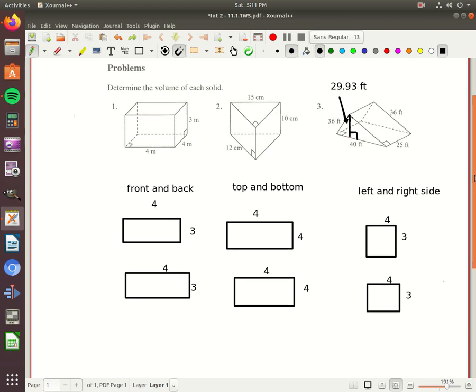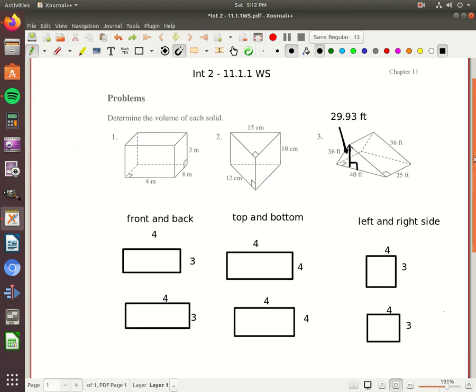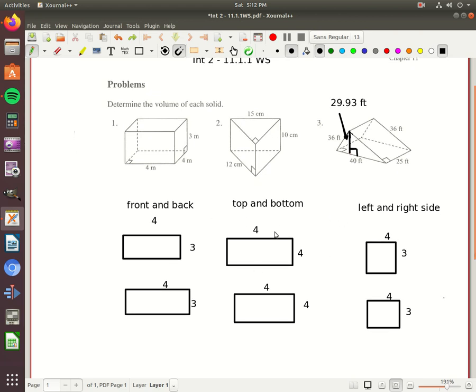To chapter 11.1.1 worksheet. What we're going to be doing is figuring out the surface area and the volume of some pretty basic shapes, rectangular prisms, triangular prisms, and then I'll do a cylinder as well. So we're going to start with surface area. You can see I already got a head start on problem number one.